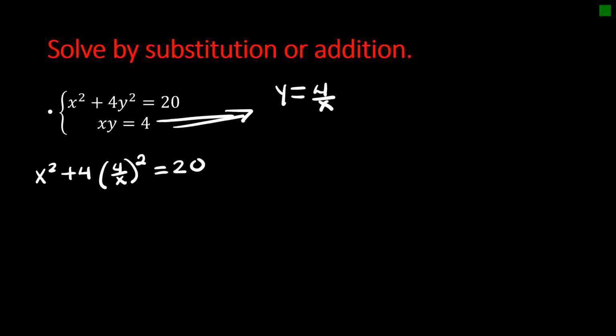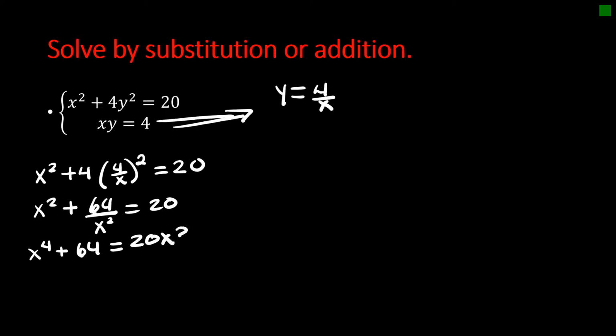Now, I'm going to clean this up a little bit. 4 squared is 16, and 16 times 4 is 64. We square that x in the denominator as well. So now, I'm going to get rid of all the fractions. I'm going to multiply everything through by x squared. So that's going to make that x to the 4th plus 64 equals 20x squared. So x to the 4th minus 20x squared plus 64 equals 0.